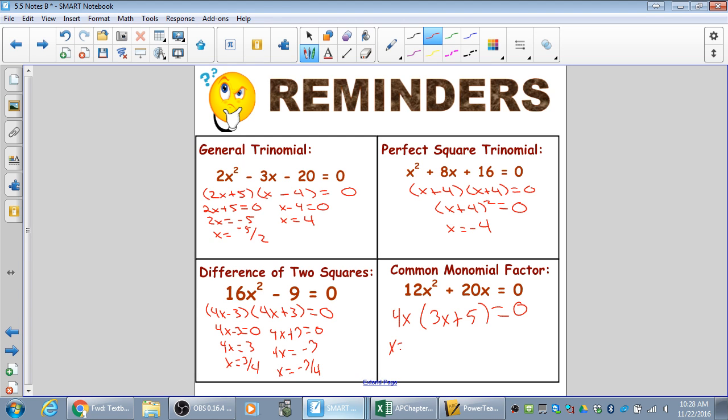Well, 0 makes x 0. It's almost like a trick question. It's not negative 4. 4 times negative 4 is not 0. I get that every once in a while. And then 3x plus 5 is equal to 0. 3x is equal to negative 5. So x is equal to negative 5/3. So 0, negative 5/3. There's a little review on each of the types of factoring that we've done and how you solve those.